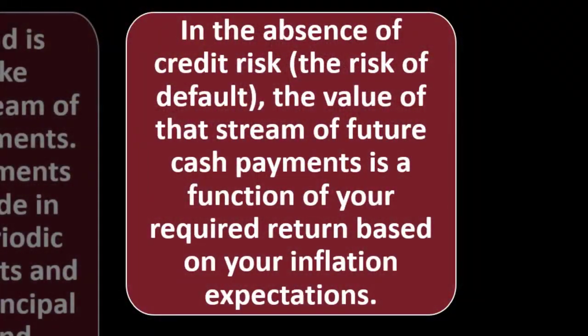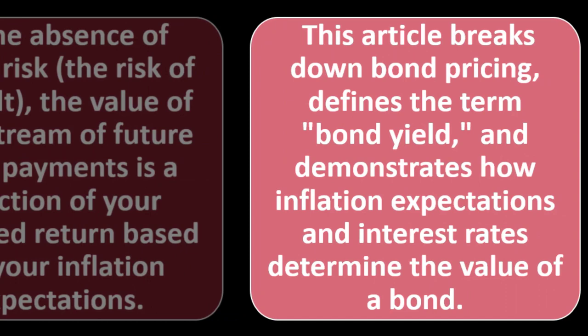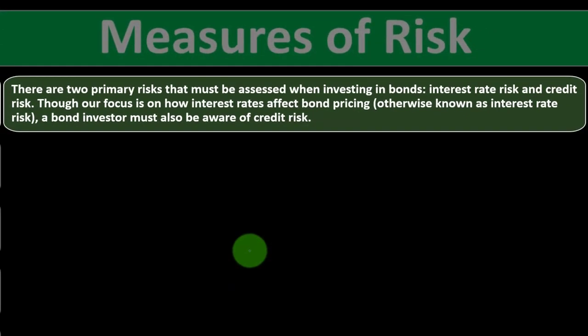So the value of that stream of future cash payments is a function of the required return based on your inflation expectation. This article breaks down bond pricing, defines the term bond yield, and demonstrates how inflation expectations and interest rates determine the value of a bond. Measures of risk. There are two primary risks that must be assessed when investing in bonds: interest rate risk and credit risk. Though our focus is on how interest rates affect bond pricing, otherwise known as interest rate risk, a bond investor must also be aware of credit risk.